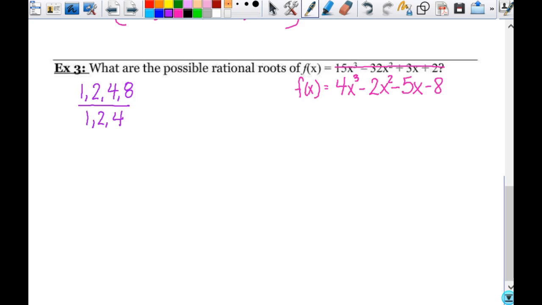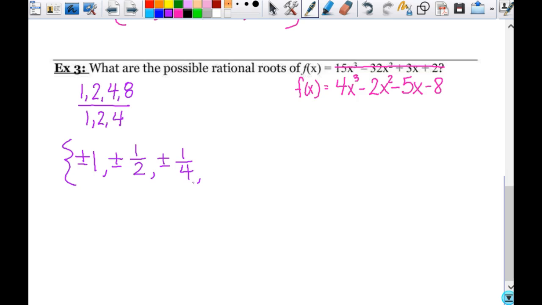Okay, I fixed mine to actually match yours. Then I've listed out my roots, or my factors rather. And then I would find a methodical way to go through it that makes sense for you. So I'm going to start with 1. So 1 over 1 gives me 1. So it's plus or minus 1. 1 over 2 gives me plus or minus 1/2. 1 over 4 gives me plus or minus 1/4. Okay, that makes sense? It's okay if yours aren't in the same order as mine.